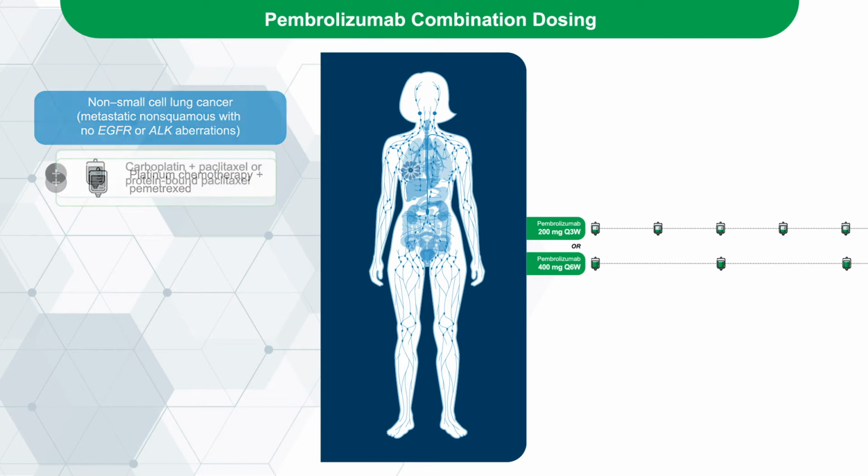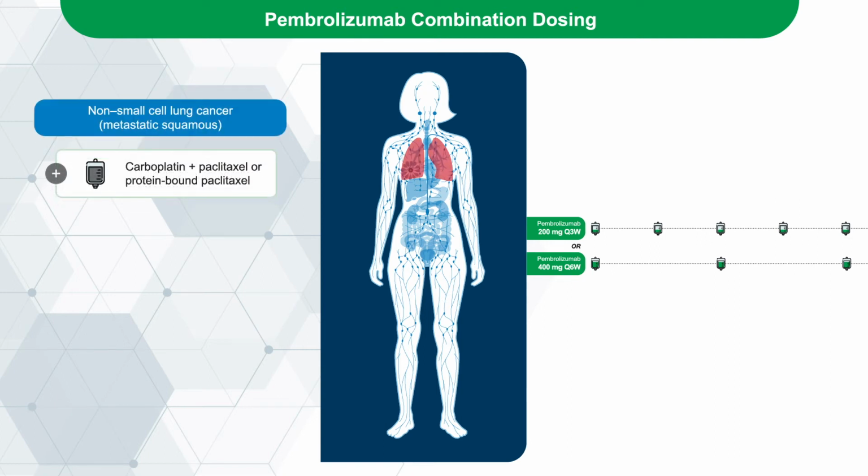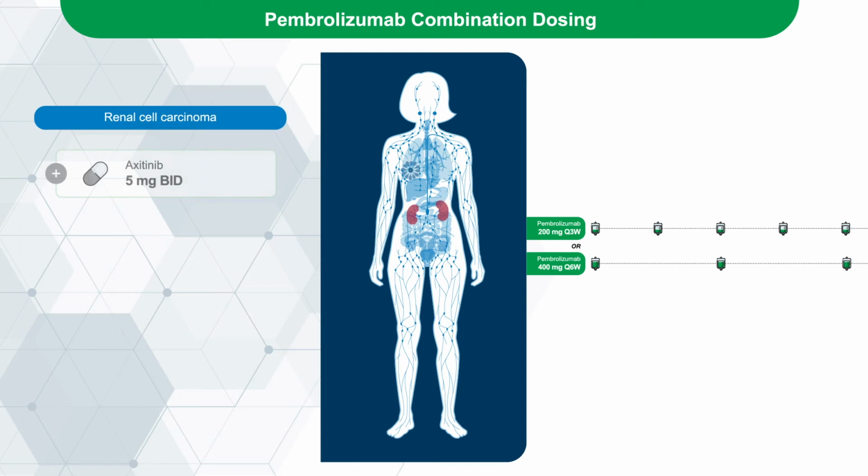For patients with metastatic squamous non-small cell lung cancer, pembrolizumab is added to carboplatin plus paclitaxel or paclitaxel protein bound. For patients with renal cell carcinoma, pembrolizumab is added to axitinib 5 milligrams BID. For patients with triple-negative breast cancer, pembrolizumab is added to paclitaxel or paclitaxel protein-bound or gemcitabine.